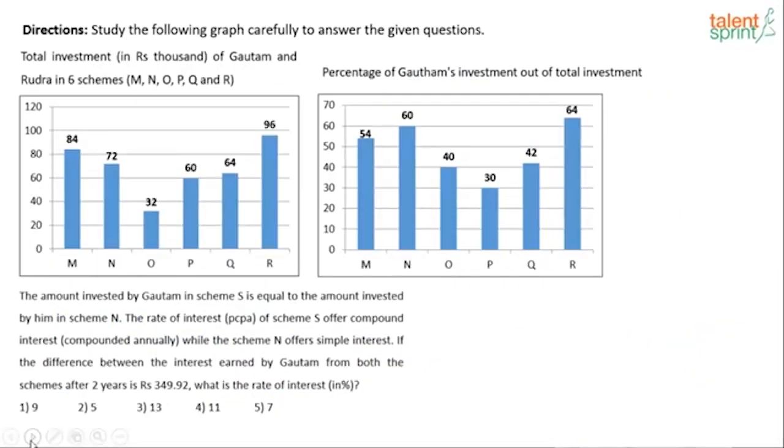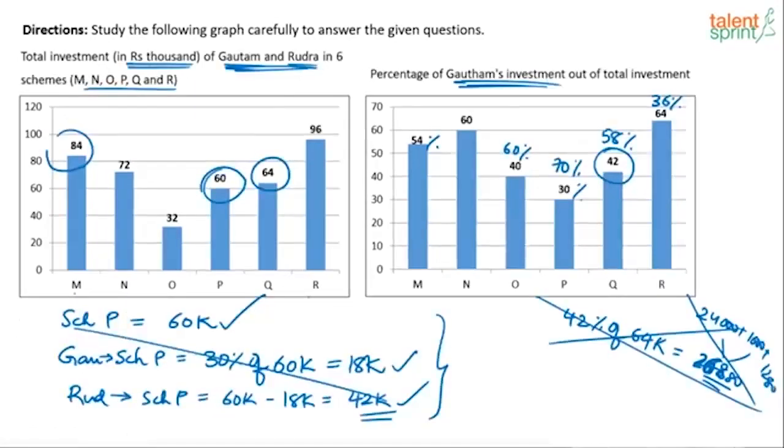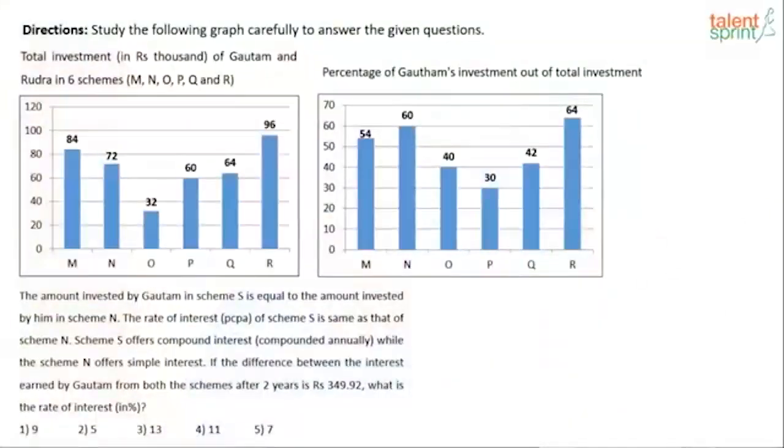Look at this question now. I hope all of you have understood what needs to be done there, right? Let's look at the question. Here's the first question on the data. The amount invested by Gautam in scheme S is equal to the amount invested by him in scheme N. A new scheme has come, scheme S. We talked only about M, N, O, P, Q, R so far. Now we're talking about scheme S.